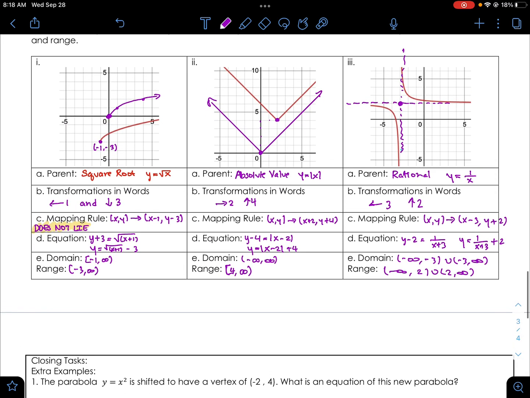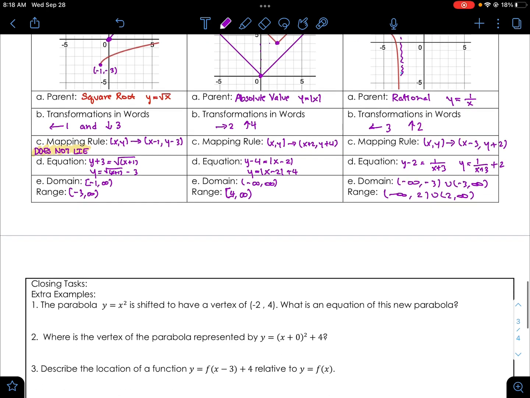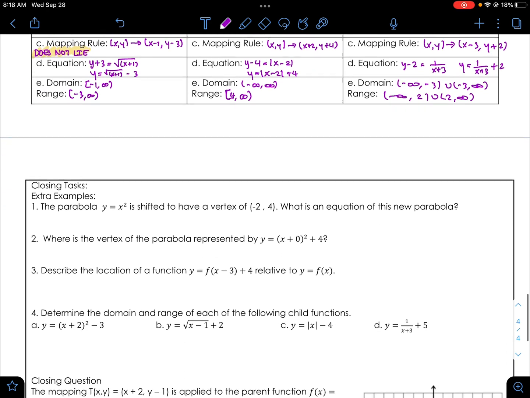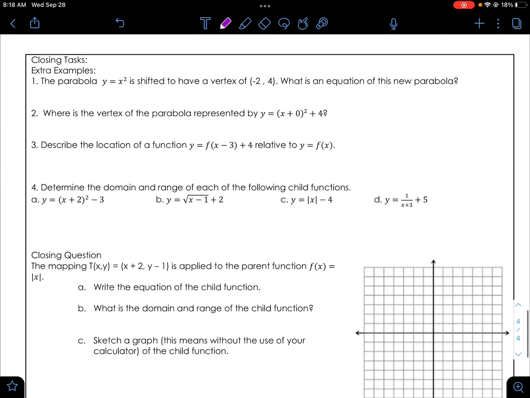So again, as you can see, the idea of these translations, finding out where they moved and finding out the mapping rule in the equation, that general idea does not change. The only thing that changes is which parent function shell you're using. So as you work on your homework, you'll get some more practice with that.